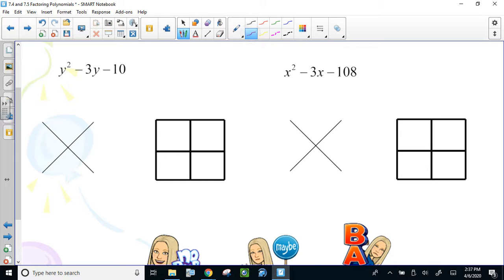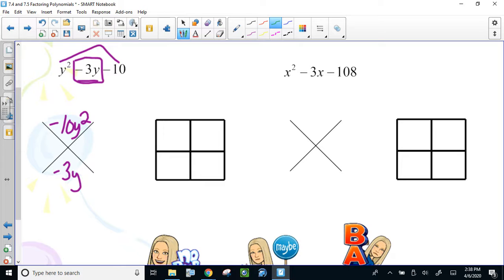All right, so we want to do first term times the last term. So y squared times negative 10 would be negative 10y squared. And then our middle term is our negative 3y. Our goal here is to break up this middle term. We're trying to figure out what created that. That's why we're coming up with these random numbers.